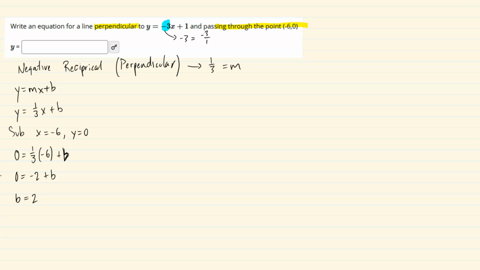All right, so we have our slope, m, and our y-intercept, b, and we can now find our function, which would then be y equals 1/3 x plus 2.